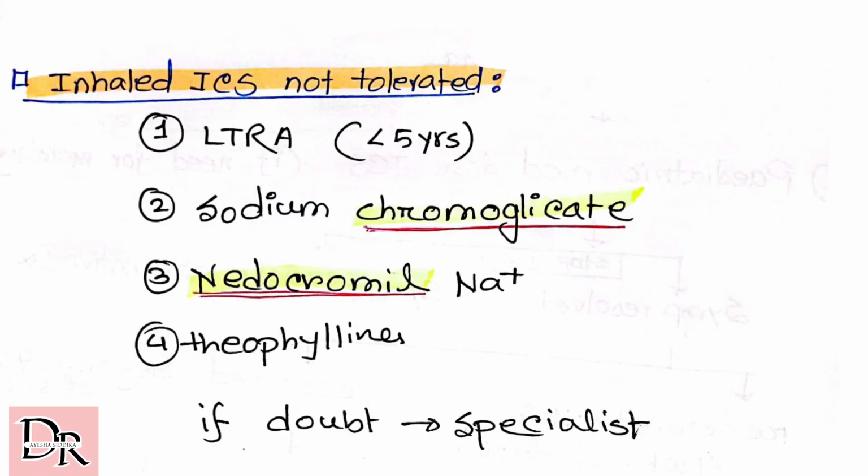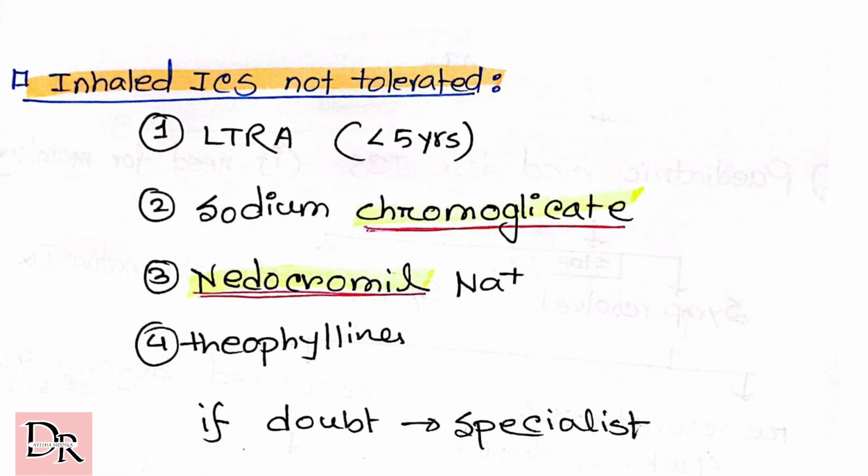Now we'll talk about when inhaled ICS is not tolerated. That means if the inhaled corticosteroid is not tolerated, then what will we do? In a steroid-naive individual, we can give montelukast if the patient is less than 5 years. Okay, then we can give sodium cromoglicate or nedocromil sodium or theophylline.